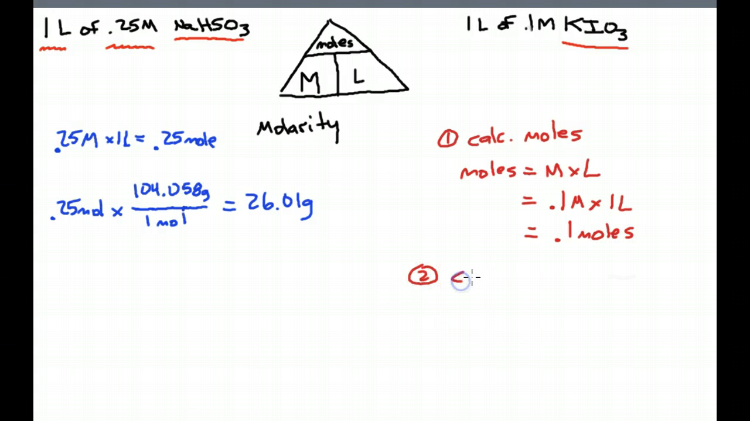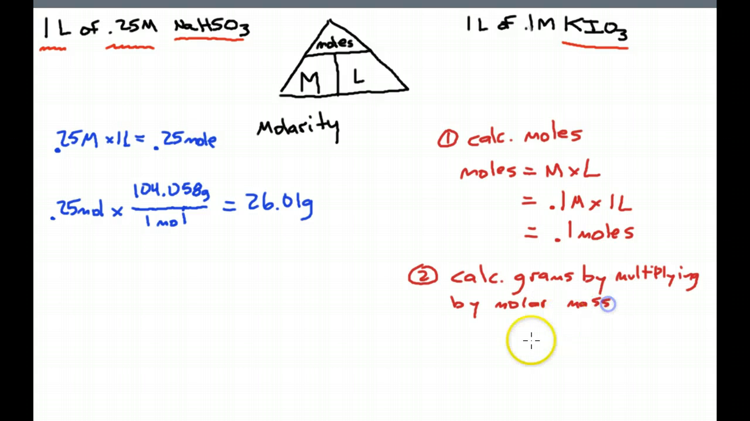All right, step 2 is calculate grams by multiplying by the molar mass. Alright, so basically what we're going to do, we're going to take our 0.1 moles.